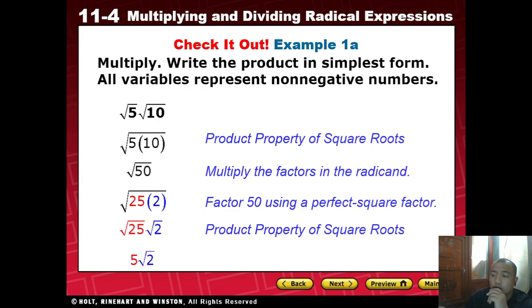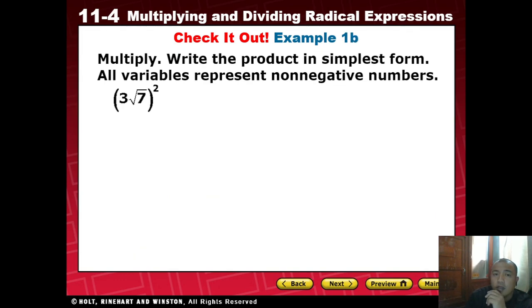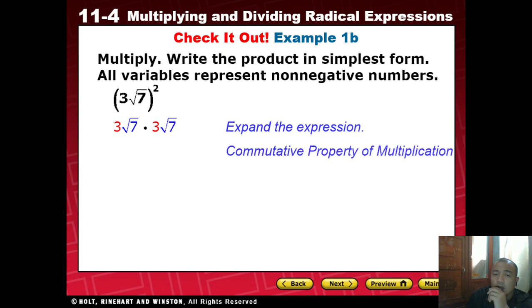5 square root of 2 is the answer. Next, quantity 3 square root of 7 squared. Expand the expression: 3 square root of 7 times 3 square root of 7. That means, by commutative property of multiplication, 3 times 3 times square root of 7 times square root of 7. What is 3 times 3?